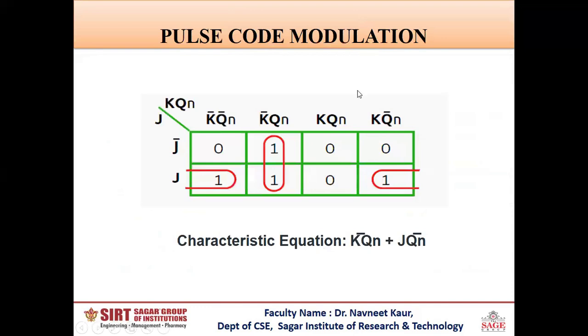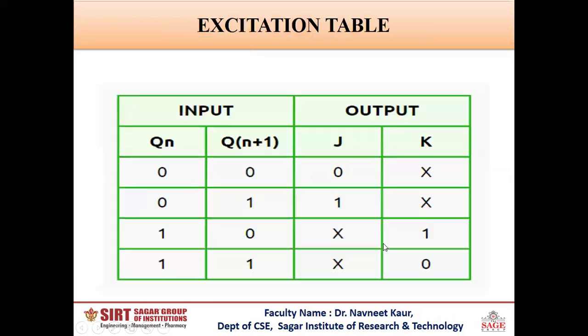Now, coming to the characteristic equation, here we can see the K map of the JK flip-flop. Now, using the combination, we can see that the characteristic equation is given by K bar Qn plus J Qn bar. Now, this is the excitation table of the JK flip-flop.